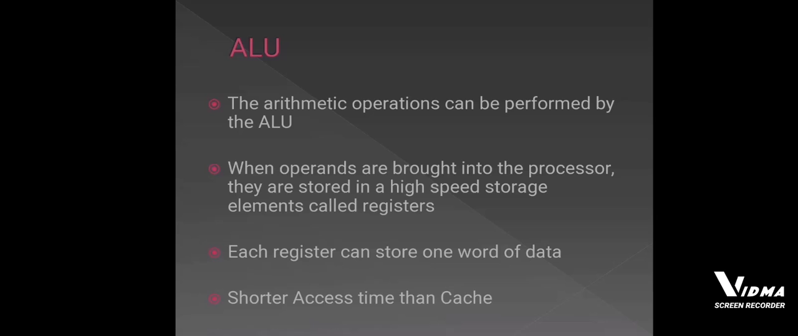And the third unit is the arithmetic and logic unit. This is responsible for performing the arithmetic and logical operations. Here the operands are brought into the processor and stored in storage elements called registers. Each register can store one word of data. If I am adding two numbers, the two data will be present in registers and get added and also stored in a register. Registers have a shorter access time than cache memory.